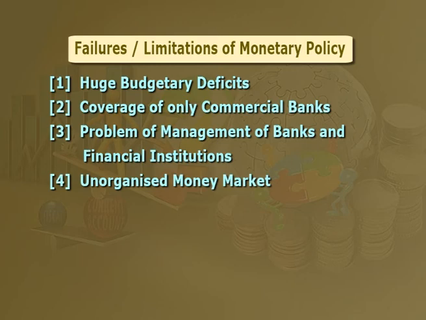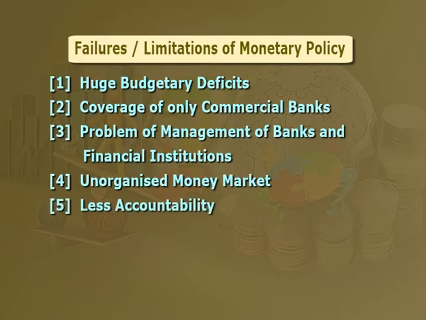Point number 4. Unorganized money market. Presence of unorganized sector of money market is one of the main obstacles in effective working of the monetary policy. As RBI has no power over the unorganized sector of money market, its monetary policy becomes less effective.